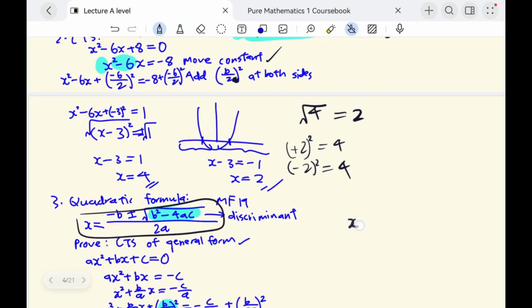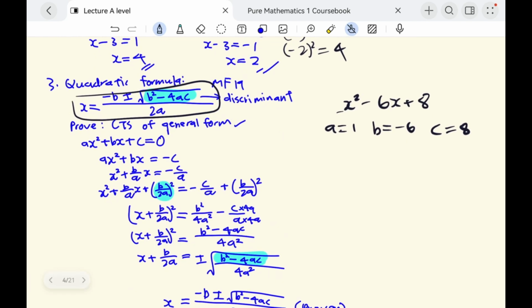Let's say you have x squared minus 6x plus 8. So identify your a as 1, because the coefficient is 1. b is negative 6 and c is 8. Now you apply the quadratic formula. You have negative 6 for b, negative 6 squared, okay? Of course you need to bracket it, and minus 4, this is 1, and c is 8. Divided by your 2a.